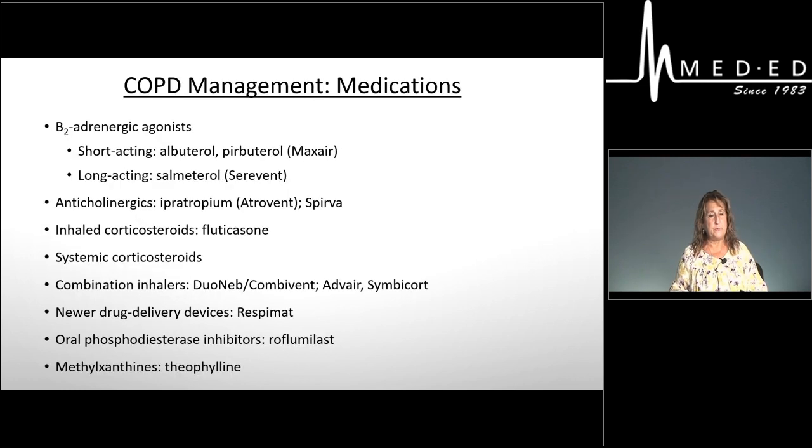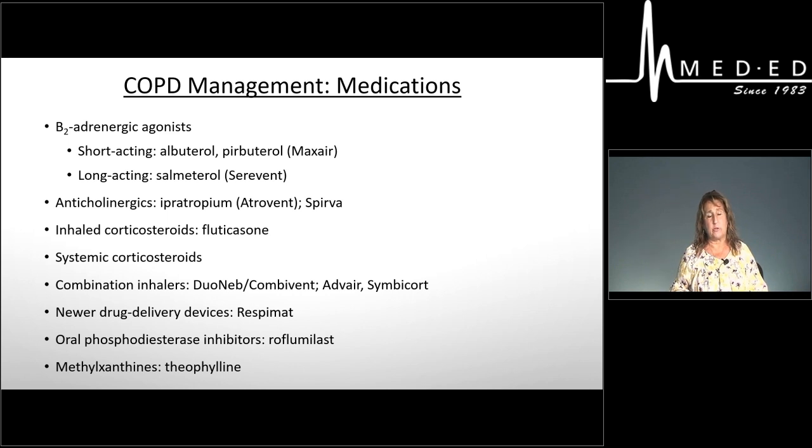So what do we do to manage COPD? What kind of medications can we use? So there's a wide variety. Our beta-adrenergic agonists, or our beta agonists, those are our bronchodilators. And we've got short-acting and we've got long-acting. And I'm going to talk in more detail in just a few minutes. This is just kind of an overview slide here.